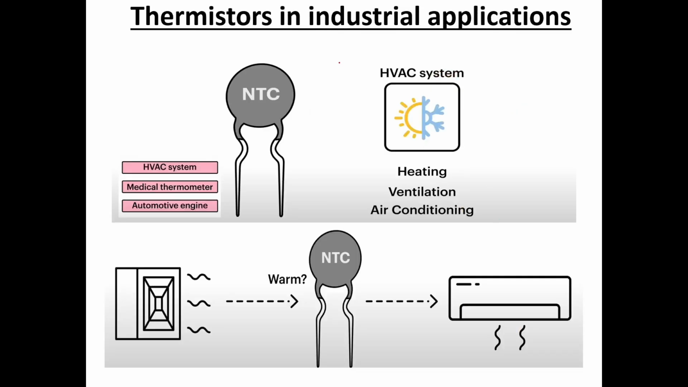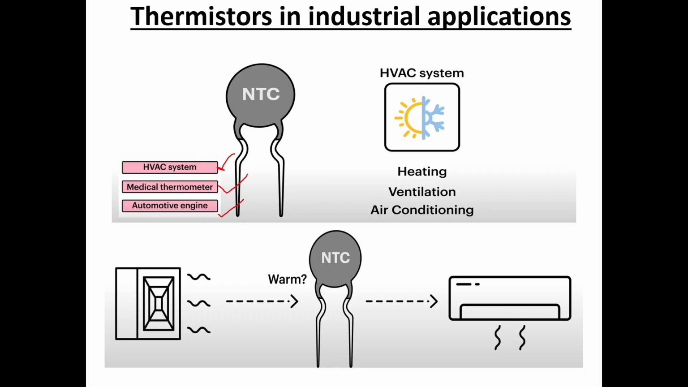Next, we're going to see when we use thermistors in industrial applications. So first we have HVAC systems, then we have medical thermometers, and we have automotive engines. So why do we use thermistors in industrial applications? First of all, it's because of the cost. It is very cheap to reproduce as compared to RTD.